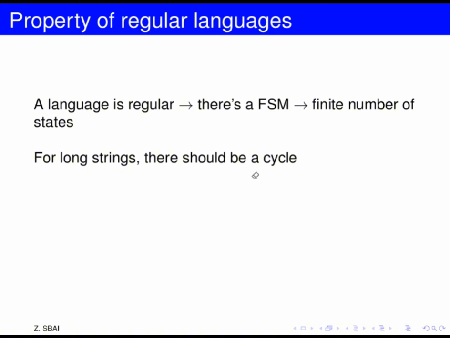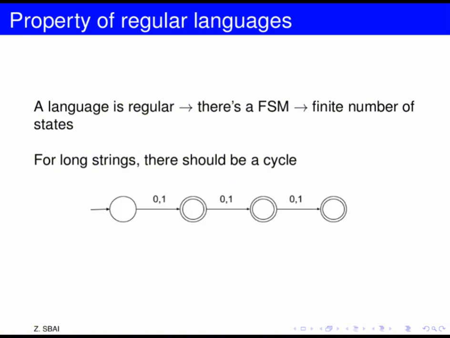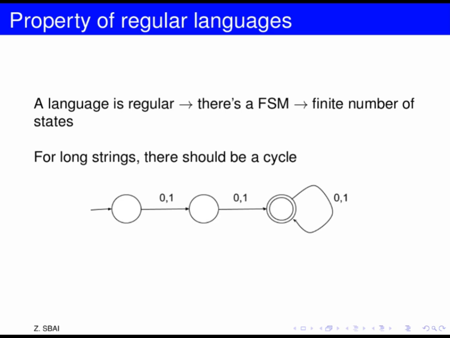As you might know, a language is regular if there's a finite state machine that recognizes it. And a finite state machine uses a finite number of states. Okay? So for long strings, there should be a cycle. Look at this example here. This machine accepts strings with length 1 or length 2 or length 3. Strings that are longer than 3 are not accepted here. If we want longer strings, we need in general a cycle.